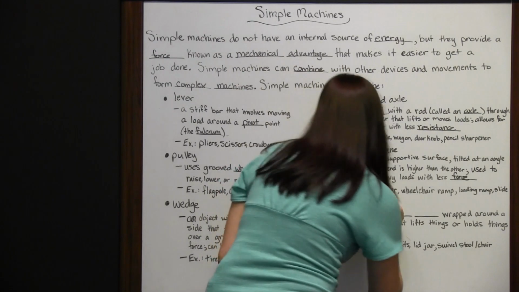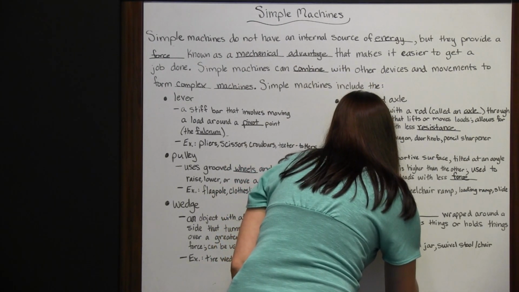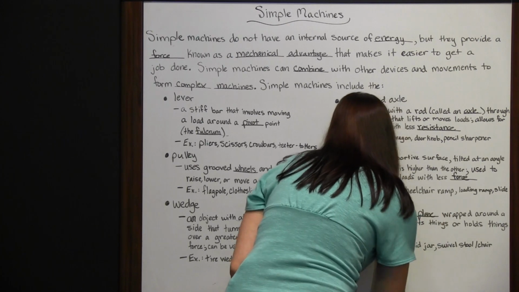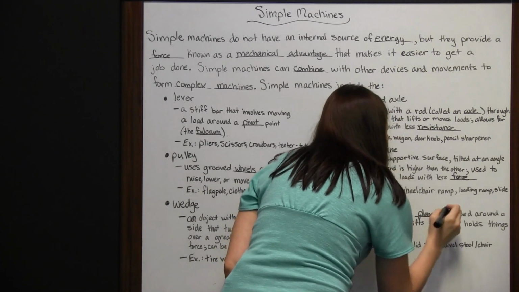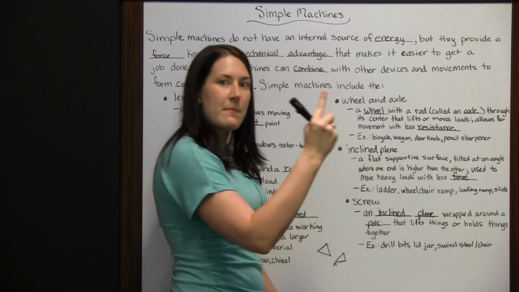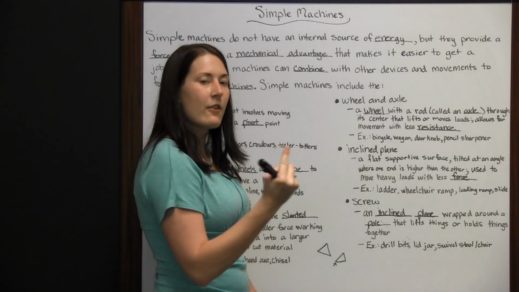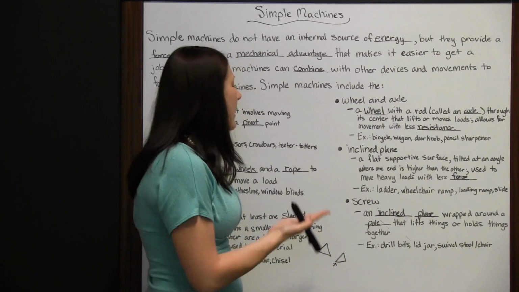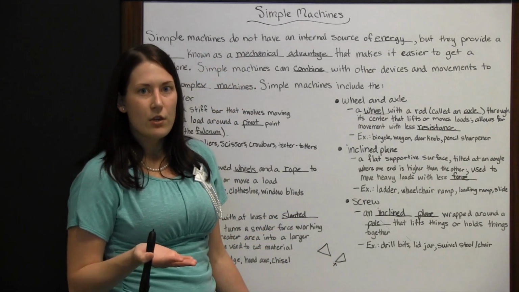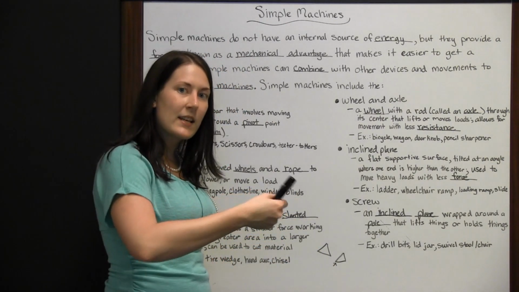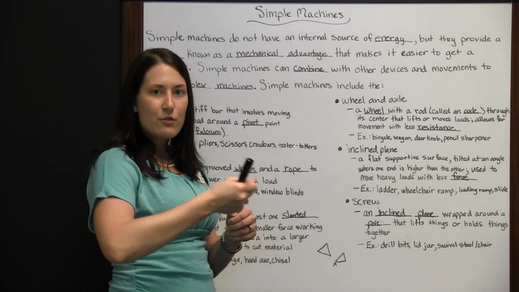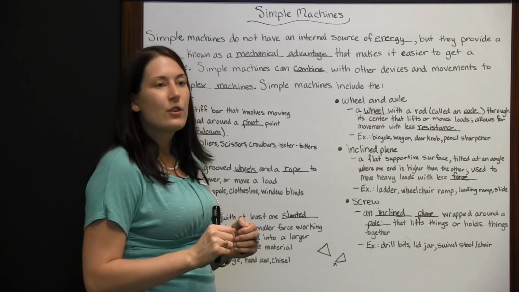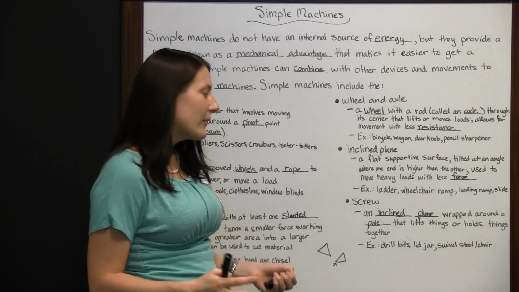The screw is in itself an inclined plane that wraps all the way around a pole. So you've got your center pole with that inclined plane that wraps all the way around it, and it lifts things or holds things together. So obviously an example would just be a screw that you screw into things to hold things together. You put a screw between two pieces of wood, holds them together. You've got screws that hold together different kinds of furniture at your house.